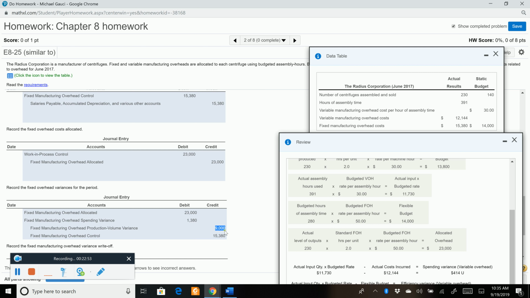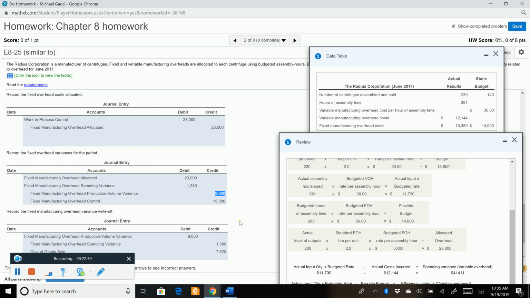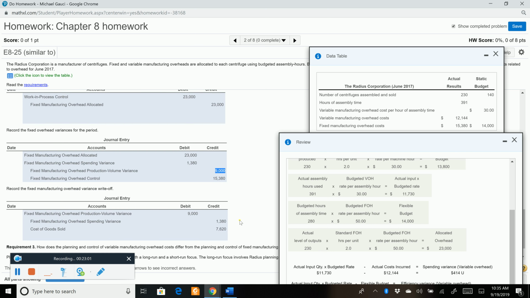That was a $9,000 amount. All right, and then last but not least, we will close them out to the cost. Basically, we will write them off. Here they are, the debit and the credit, and we will write them off to cost of goods sold.